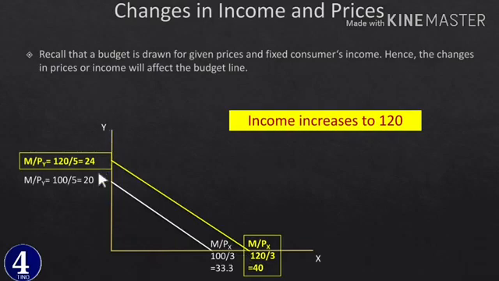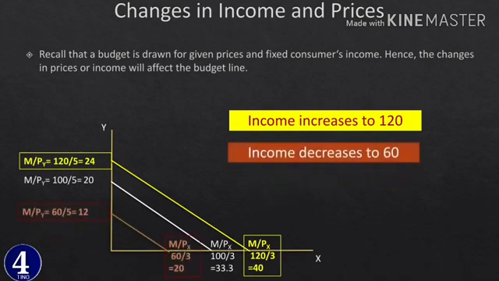Before, if we used the whole budget we could buy 20 y, and now we can buy 24 y. For x it was 33.3, and now it is 40. So it indicates that the amount of both goods we can purchase has increased, because of an increase in income. The second scenario is when income decreases; the opposite is possible. This is quite clear, because when income increases the amounts we can purchase increase.